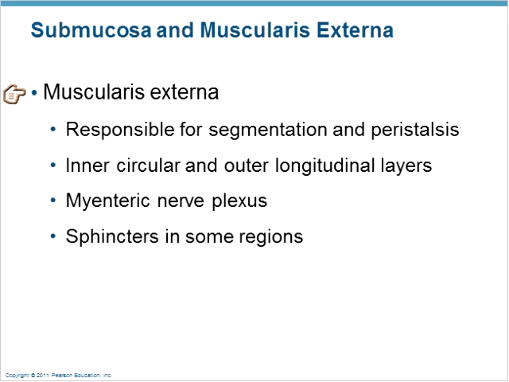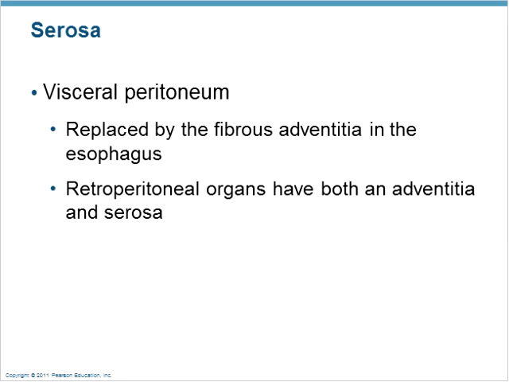It's responsible for segmentation as well as peristalsis. The inner muscularis layer is circular. It essentially works in the circumference of the GI tract proper. Then there's a longitudinal layer on the outside that goes down the tract longitudinally, and between those two, they're able to commit this segmentation and peristaltic process. They are innervated by the myenteric nerve plexus, and there are sphincters in some regions which will help to resist backflow of the contents.